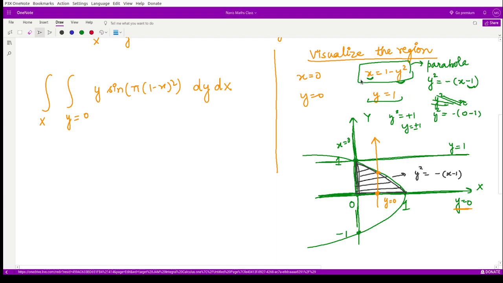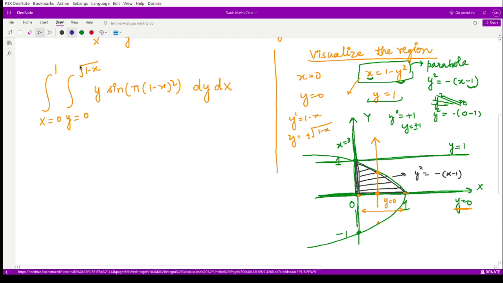From this equation of parabola, you have y square is equal to 1 minus x, or in other words, you have y is equal to plus minus square root of 1 minus x. So we'll only consider the positive branch of this parabola. Why? Because we are in the first quadrant. If we were here, we would have considered the negative branch. So here the value of y is plus square root of 1 minus x. And the limits for x vary from 0 to the point 1, because this is where your region has been covered. So we are having the value of x from 0 to 1.